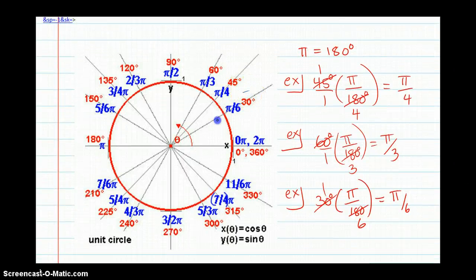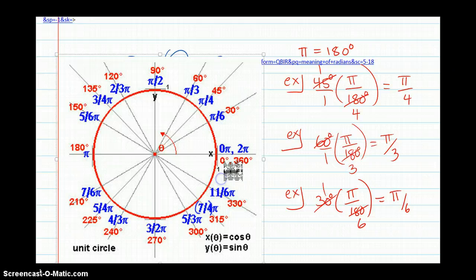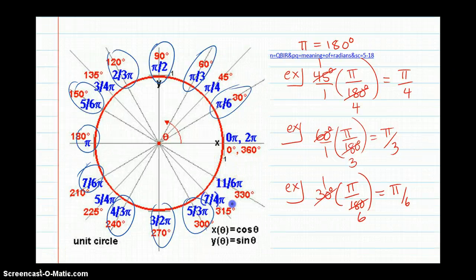Let's look at the pi over 6. Pi over 6, 2 pi over 6, 3 pi over 6, 4 pi over 6, 5 pi over 6, 6 pi over 6, 7 pi over 6, 8 pi over 6, 9 pi over 6, 10 pi over 6, 11 pi over 6, and finally 12 pi over 6. So that is another way for you to memorize radians. Hope that helps.